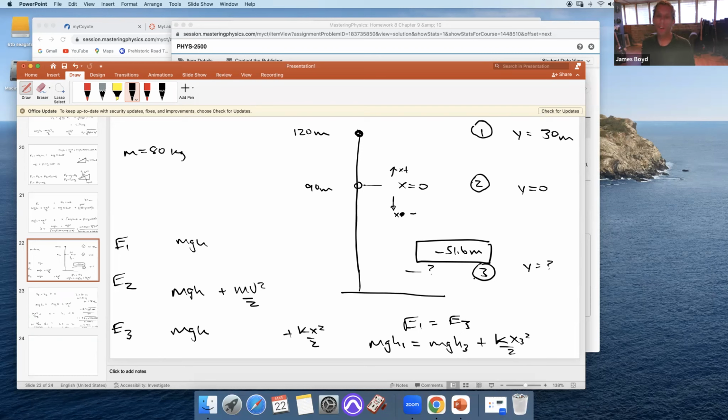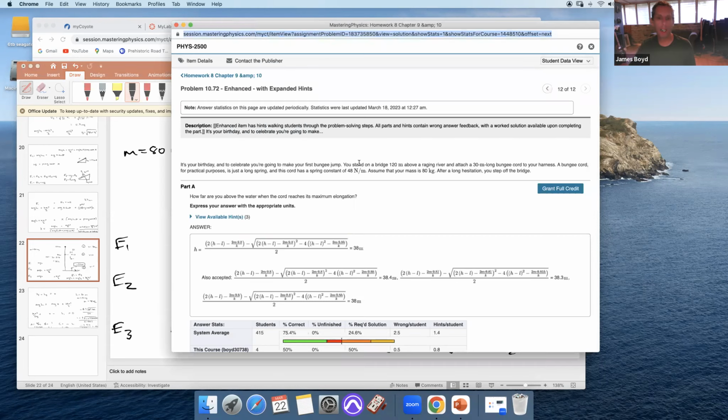Now, keep this in mind. I want the height above the water, though. So this was 30 plus 51.6. So 120 minus 30 minus 51.6 is 38.4 meters. Because that's what they asked me for, or 38 meters.